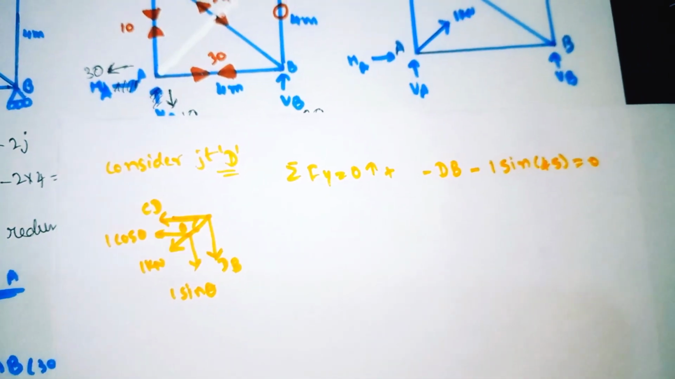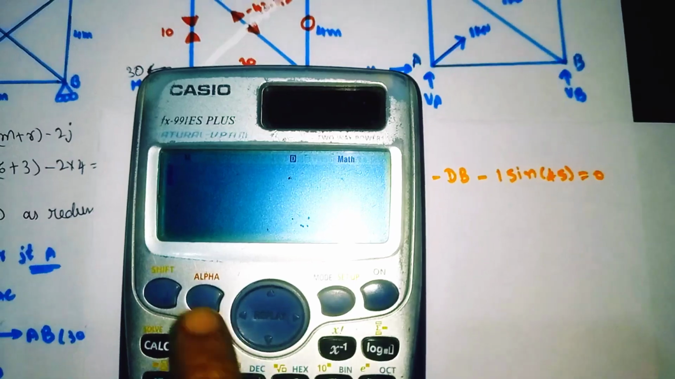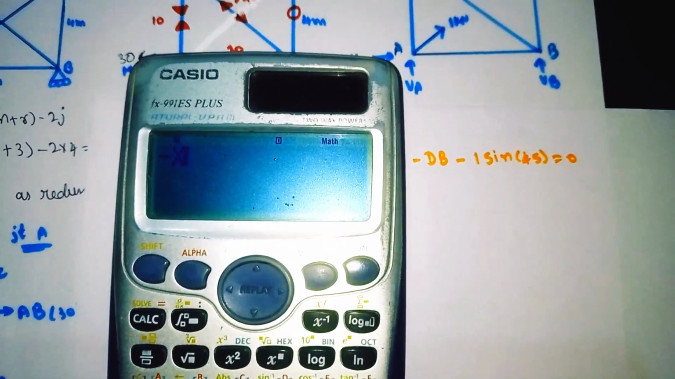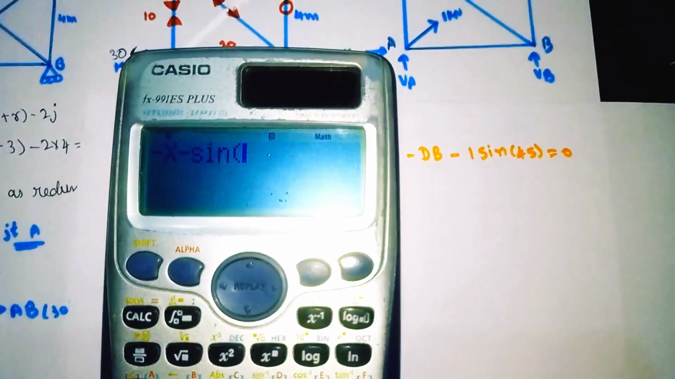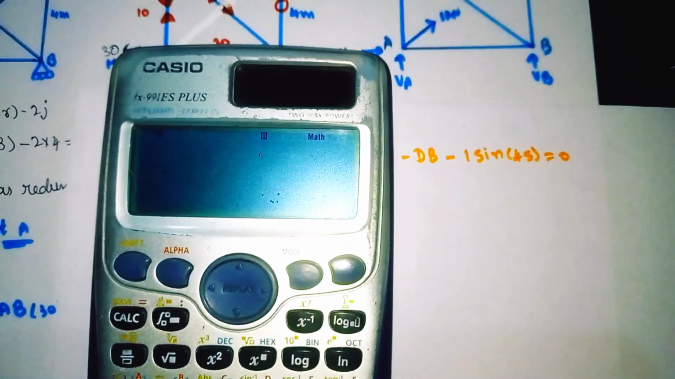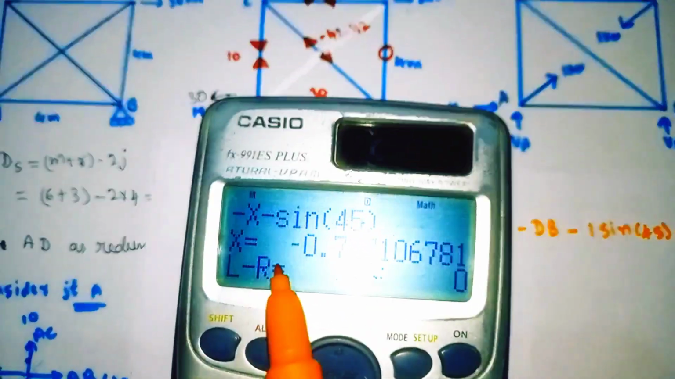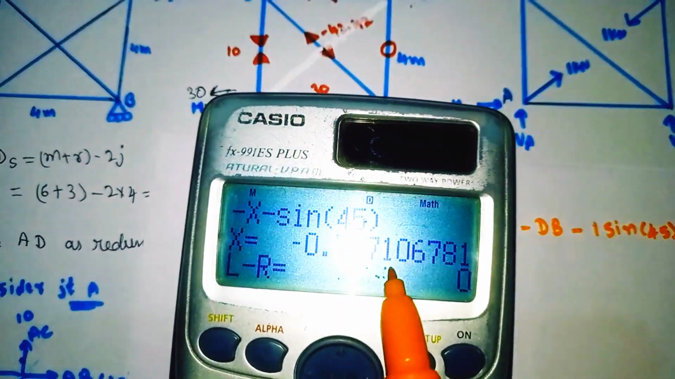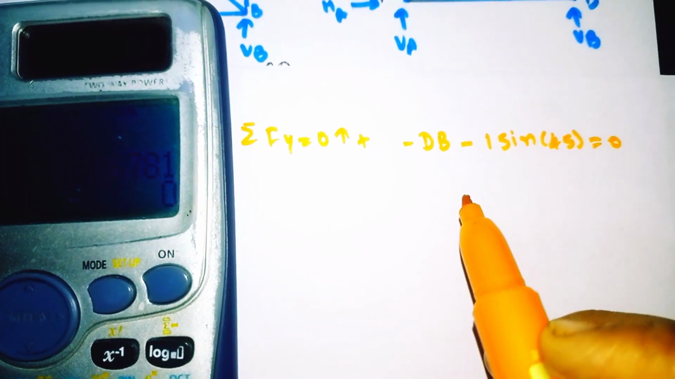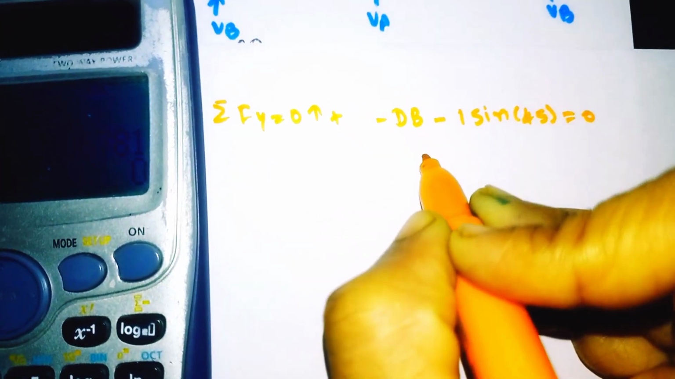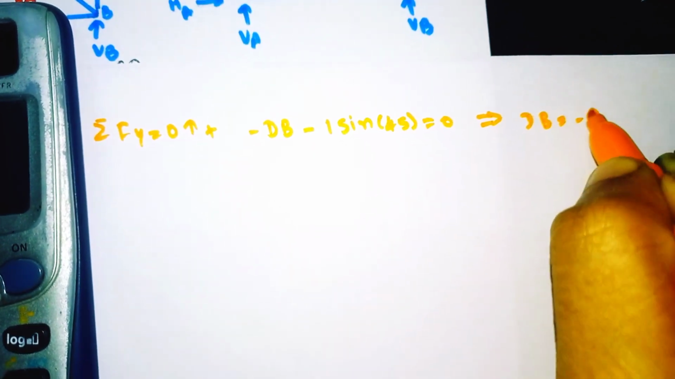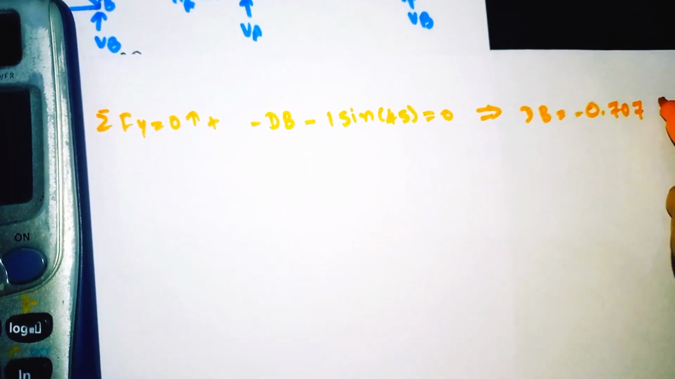Now by using the calculator we will solve it. Our DB is the value which we want to find, so DB is our x. Minus x minus sin 45 is equal to 0. Our x value will come out as minus 0.707. x is nothing but our DB, so DB value will come out as minus 0.707. I will write it here: DB is equal to minus 0.707. Minus means compression.